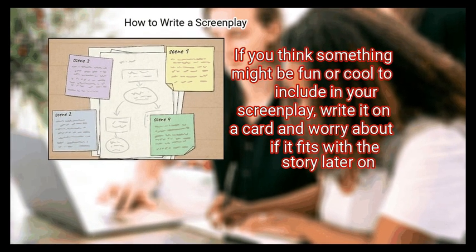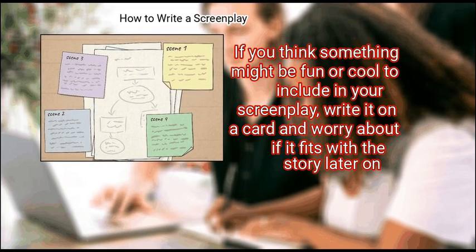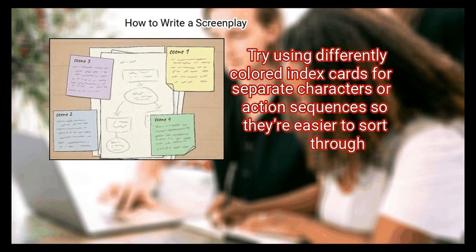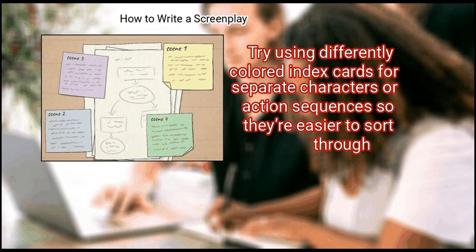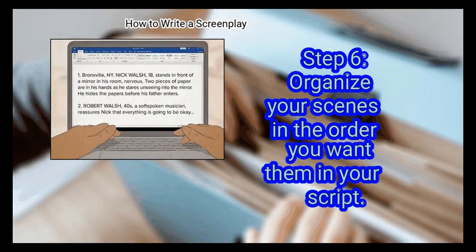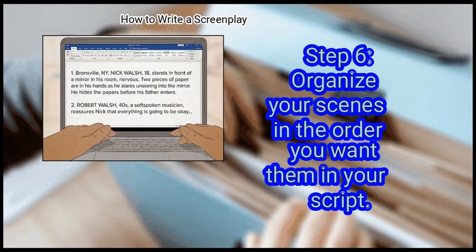If you think something might be fun or cool to include in your screenplay, write it on a card and worry about if it fits with the story later on. Try using differently colored index cards for separate characters or action sequences so they're easier to sort through. Step 6, organize your scenes in the order you want them in your script.